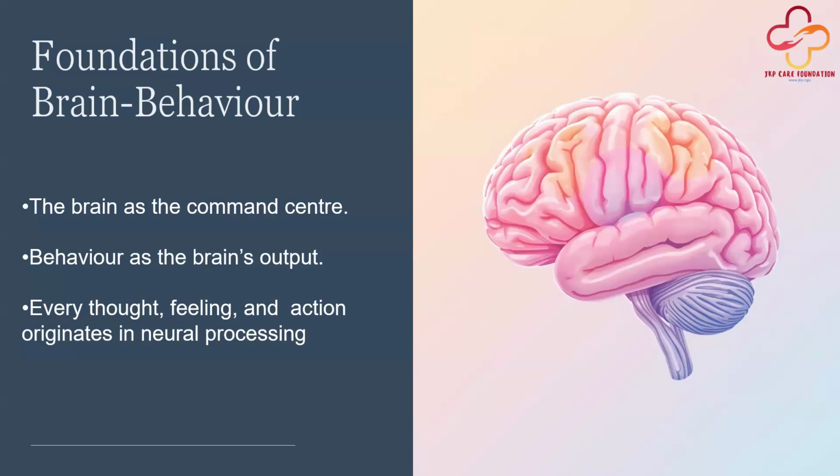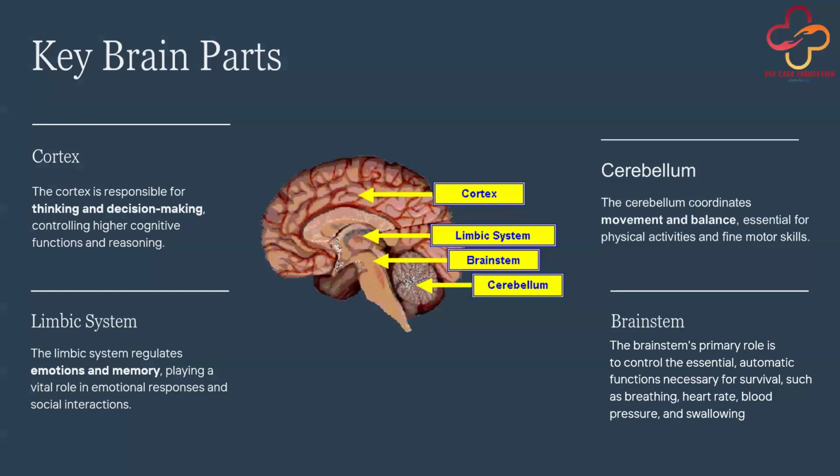So even our thoughts, feelings, and actions originate from neural processing. Last session, we had seen what neural processing is, how neurons communicate with each other in the brain.